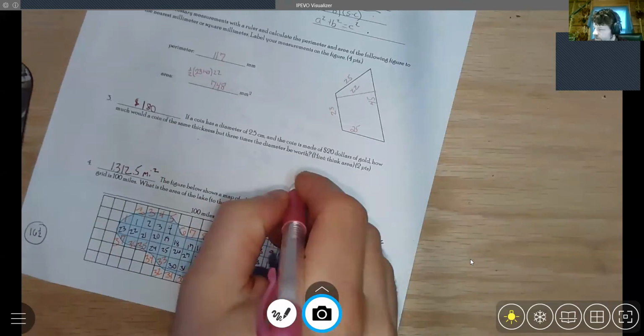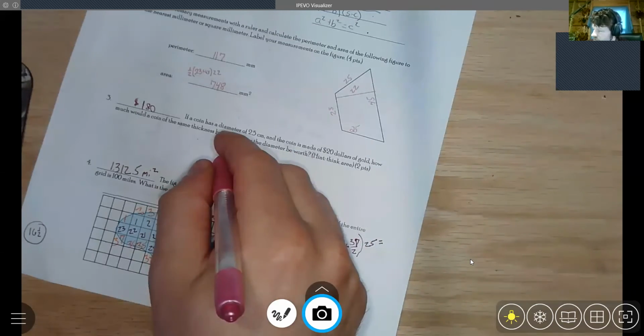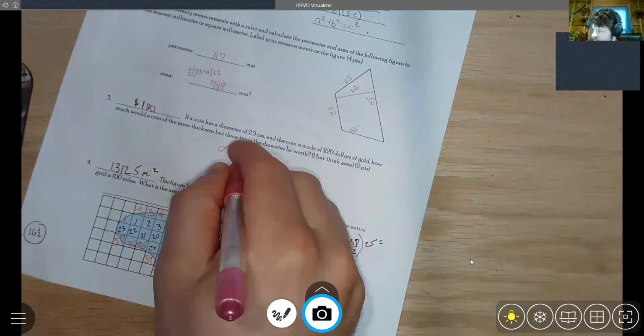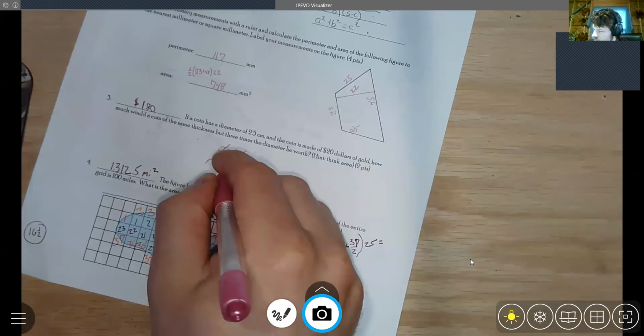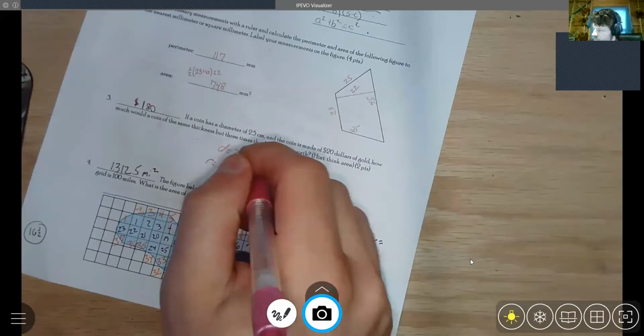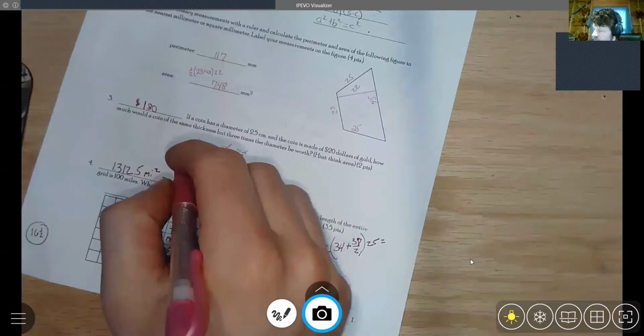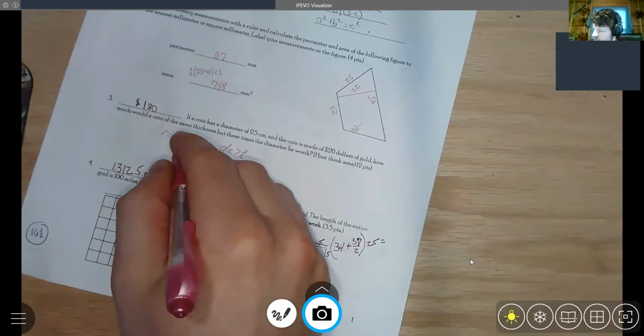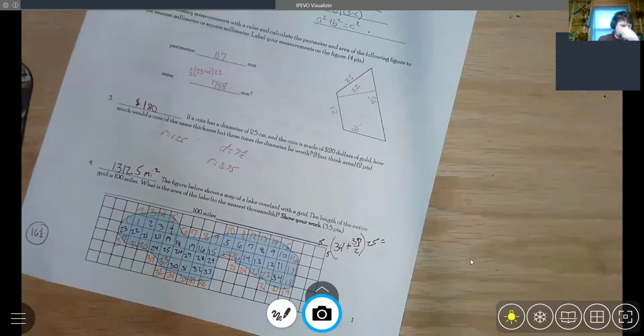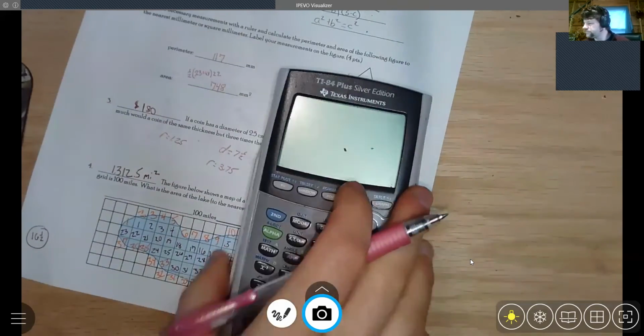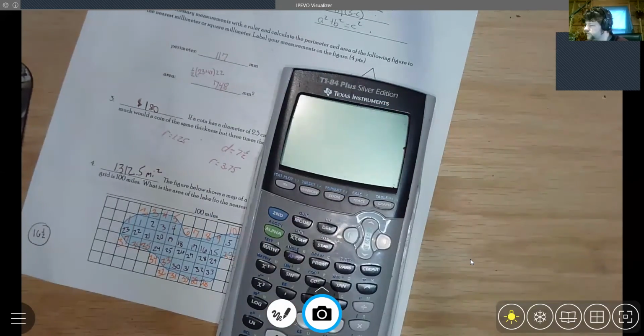If you figured out the area of the bigger coin, the bigger coin would have a diameter of 7.5. So that's a radius of 3.75. And the first coin has a radius of 1.25. So if you compared those areas, 1.25 squared times pi, then 3.75 squared times pi.